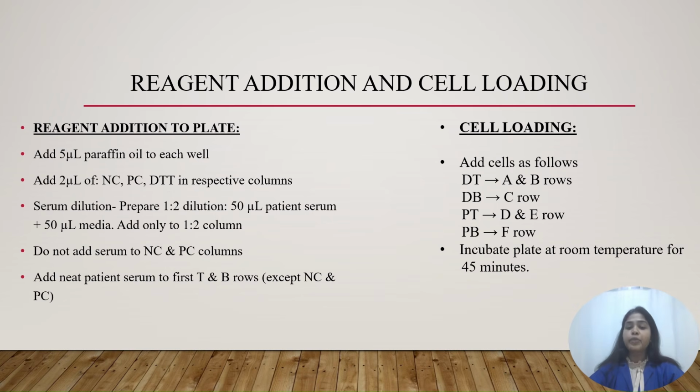For the cell loading, we'll add cells as follows: DT in the A and B rows, DB in the C row, PT in the D and E rows, and PB in the F row. We'll incubate the plate at room temperature for 45 minutes.